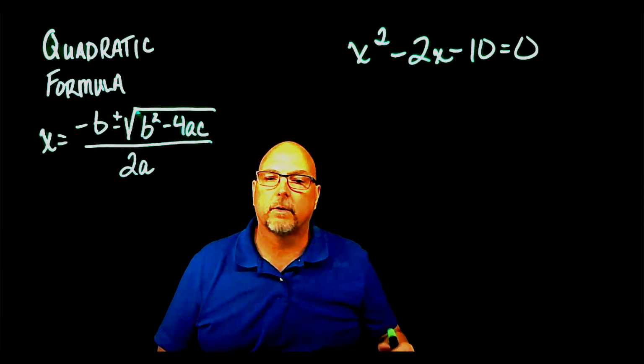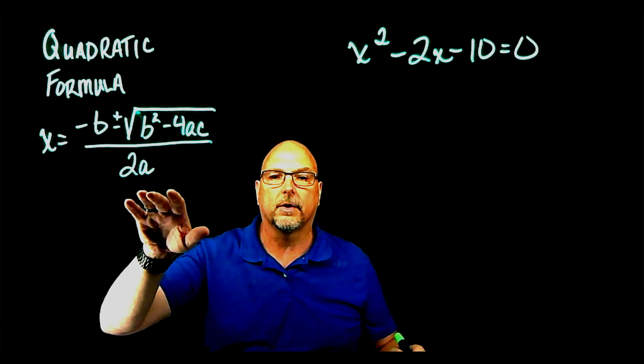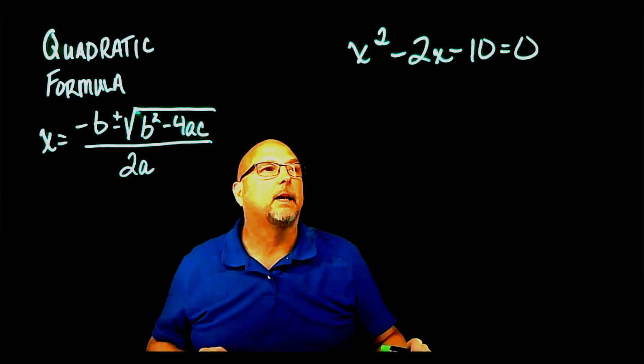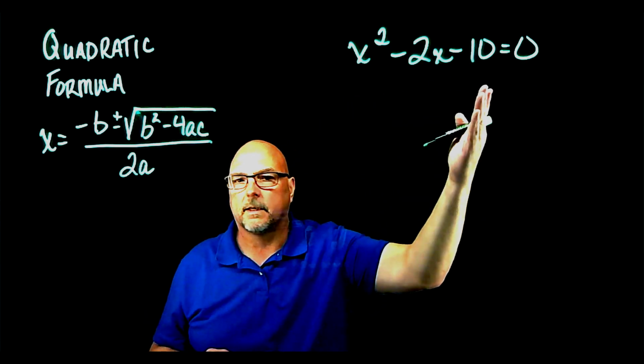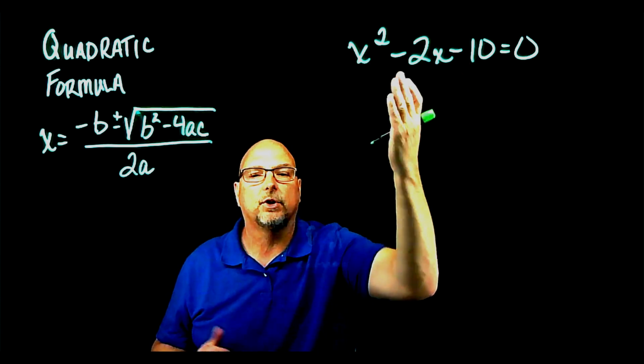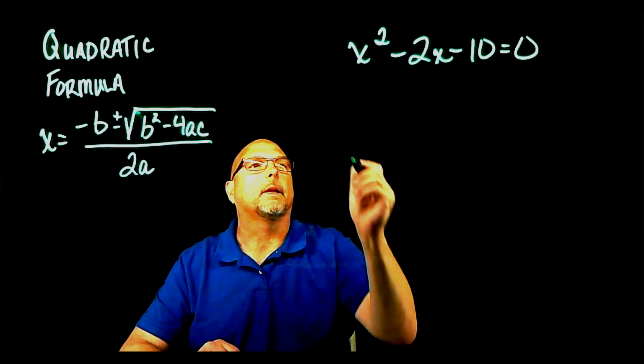Okay, so here we go with the quadratic formula. I've written out the quadratic formula here, and I have a quadratic equation in general form. It does not factor. There are no factors of 10 whose difference is 2. So we're going to go ahead and use the quadratic formula.